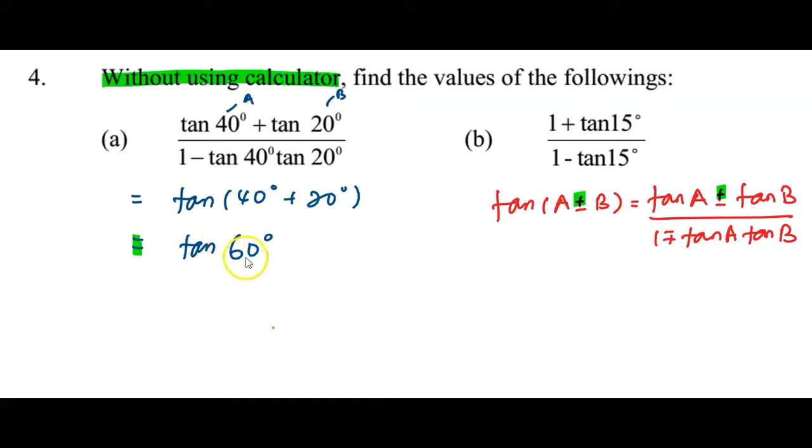Tangent 60 is a special angle. So the ratio of the tangent, you can obtain it either by memorizing it from the unit circle, or you use the triangle, or you can just memorize the value. You can get tangent 60. So we can get it. Okay, that is your root 3.